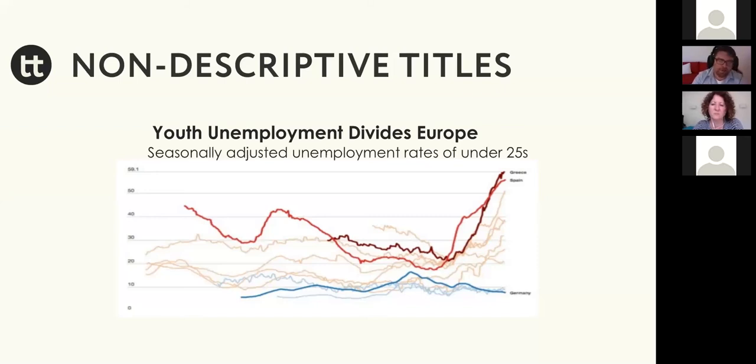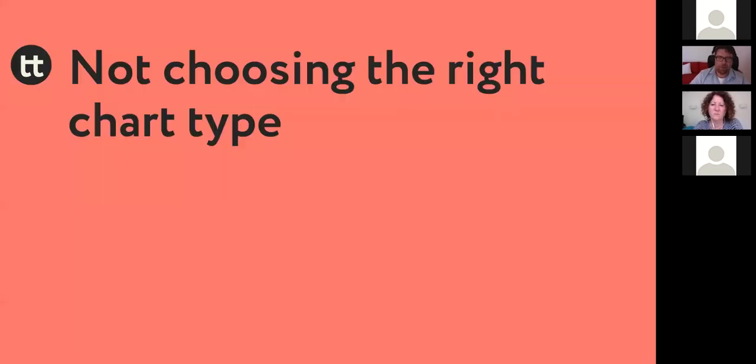But you can still use, I know I've worked with a lot of researchers before that get a bit worried when you don't have something that describes exactly what the chart is showing. So you can say in a subtitle, seasonally adjusted unemployment rates for under 25s, but you still want the main message to be there in the title. Before I go on to this last common mistake, not choosing the right chart type, I would say that Nicolas pointed out that not citing the source is a common mistake, and I would also agree with that.